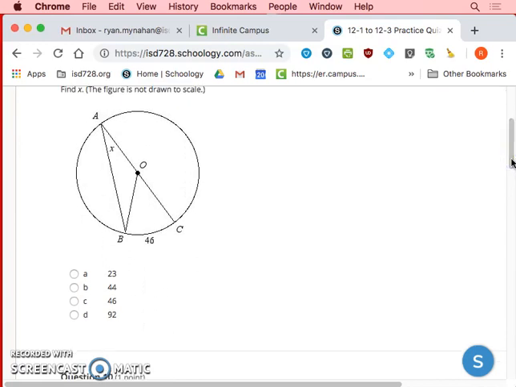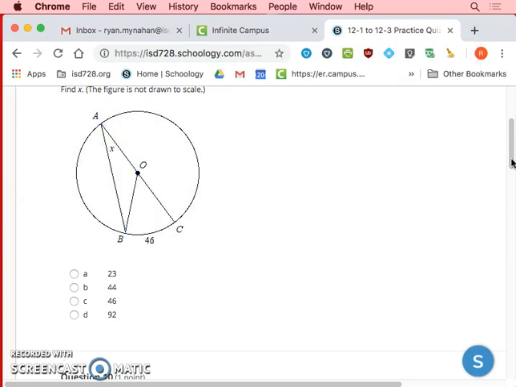So number 9 should have been quick. It's just saying what's the measure of this angle. Remember, we like to trace those angles. On the paper quiz, you'll be able to do that. If the arc is 46, we just take that 46 and divide by 2. So that one has an answer of 23.